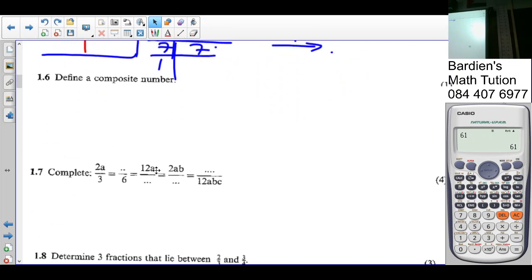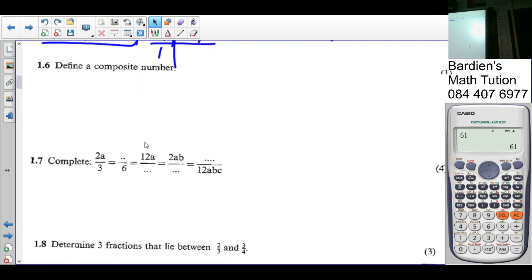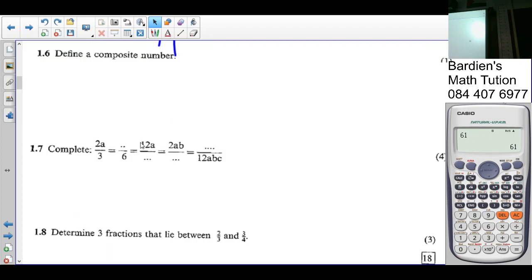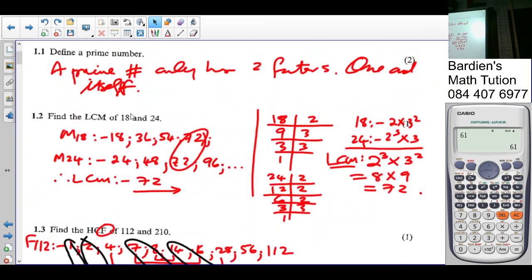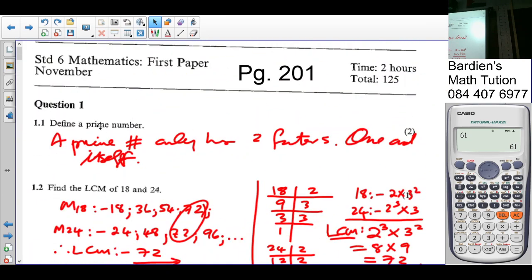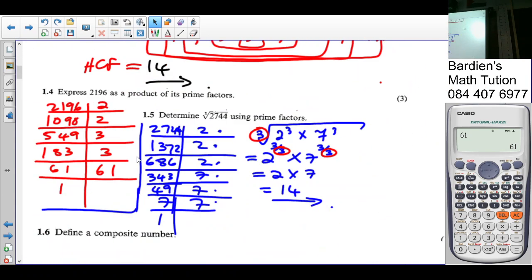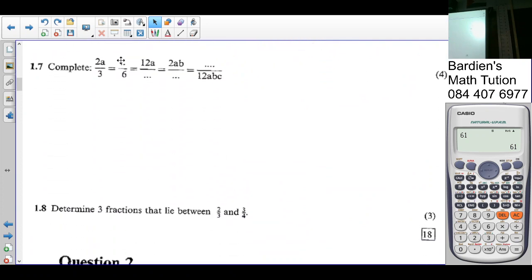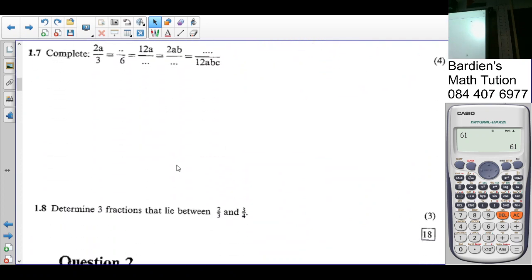Define a composite number. A composite number is a number that has more than 2 factors, or 3 and more factors. Okay? It is the other category, other than prime, in relation to prime numbers. Right? Complete.